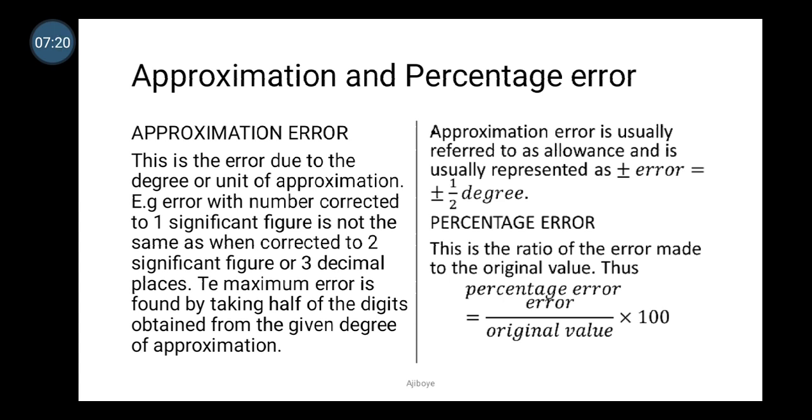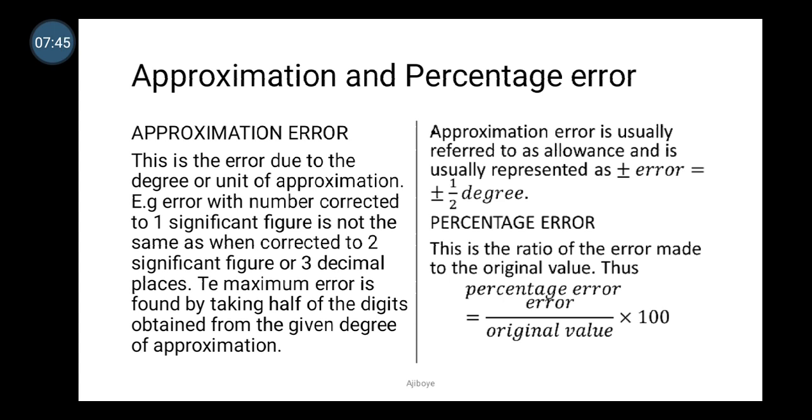And in some cases, we consider this approximation error as allowances or limits of measurement. If you look at most physical measurements that you would come across, we usually have allowances for error, plus or minus. So you bear that in mind.